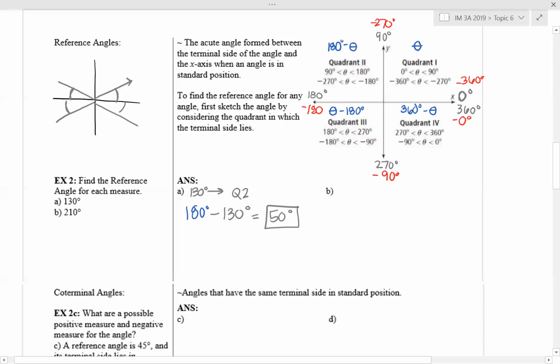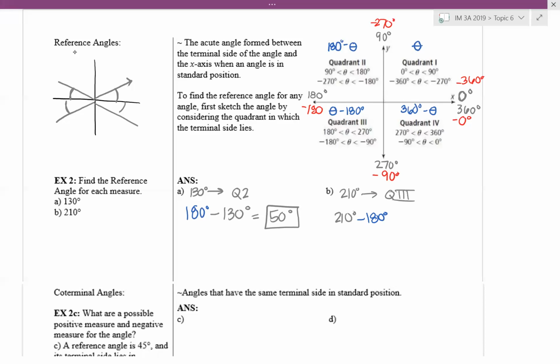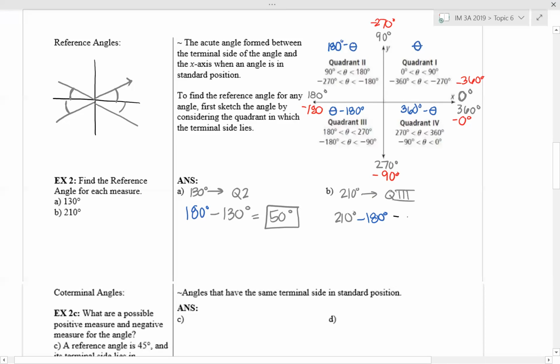Then 210 is larger than 180, but smaller than 270, so I'm in quadrant 3. I should use Roman numerals. That means I'm going to take my angle and subtract 180. So I'm going to do 210 degrees minus 180 degrees, and that gives me my reference angle of 30 degrees. So the reference angle for 210 is 30 degrees. That tells me that if I were to find 210, I'm going to the line that divides quadrants 2 and 3, and I'm just going 30 more degrees, which is what the reference angle does.